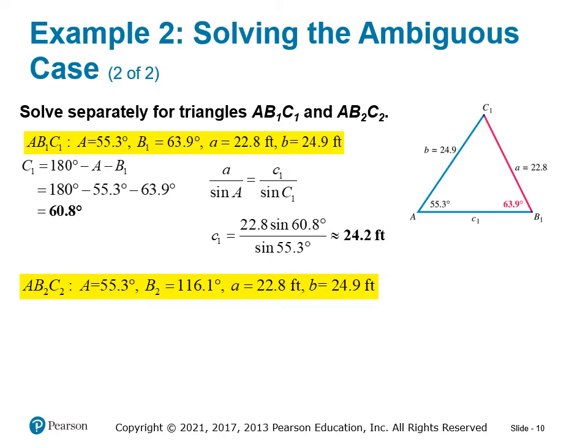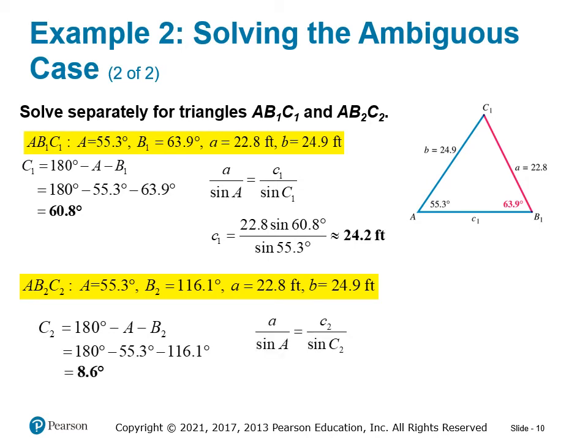So we're going to do the exact same steps that we did up here for this second triangle. We're first going to figure out what angle C2 would be, and then we're going to figure out what side C2 would be. So here we have, again, we do the same thing, 180 degrees minus those two angles given, A and B, and we get 8.6.